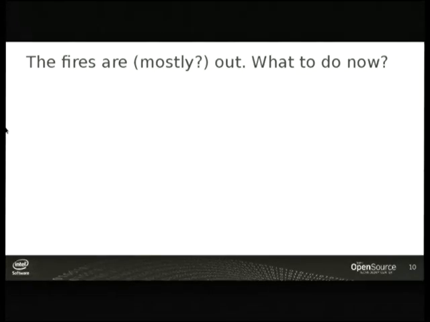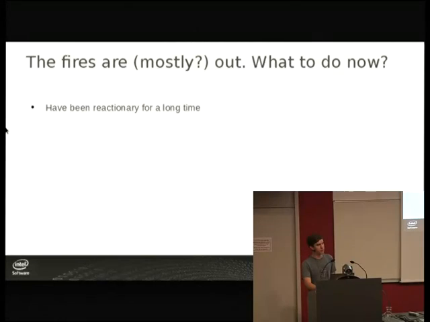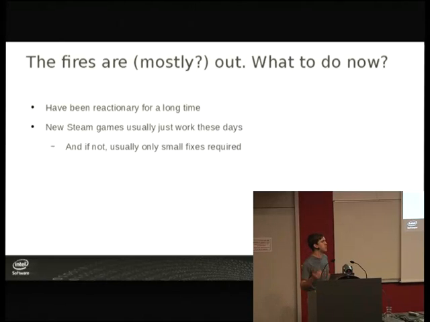Okay, so let me tell you about what we want to do in the next month, year, sometime. We have historically been pretty reactionary. A new game comes out and it doesn't work, it's slow, it renders improperly, and we drop what we're doing and go try to figure out what's wrong with it and fix it. But today we've made enough improvements that when Steam games come out, they usually just work. And when they don't, it's usually a really small fix.